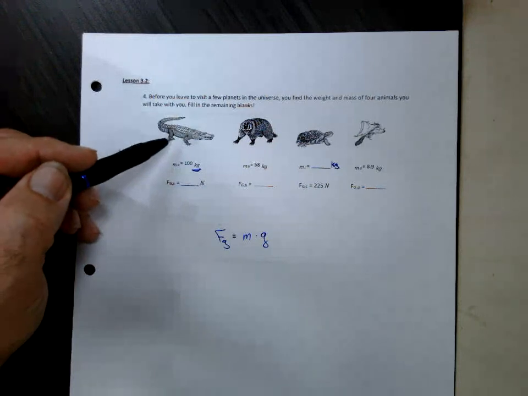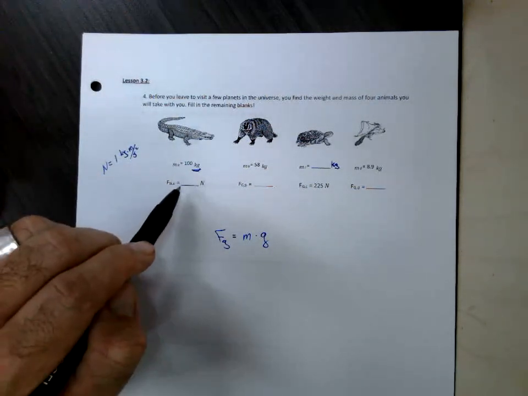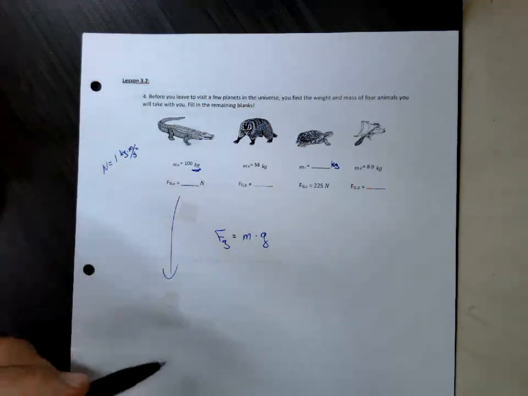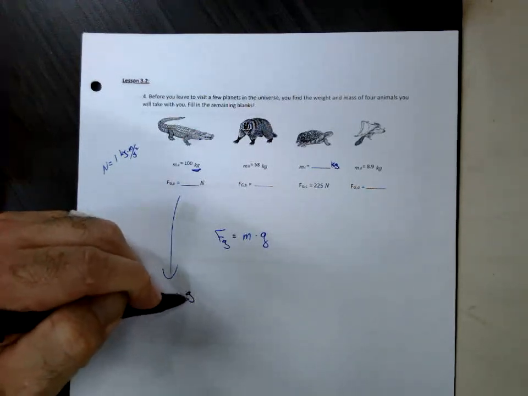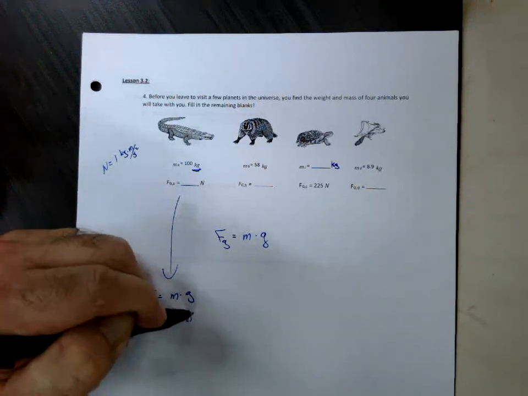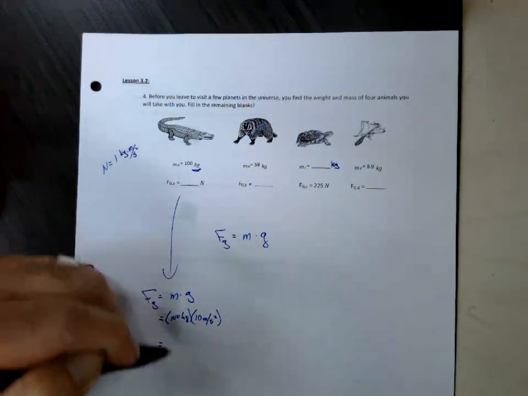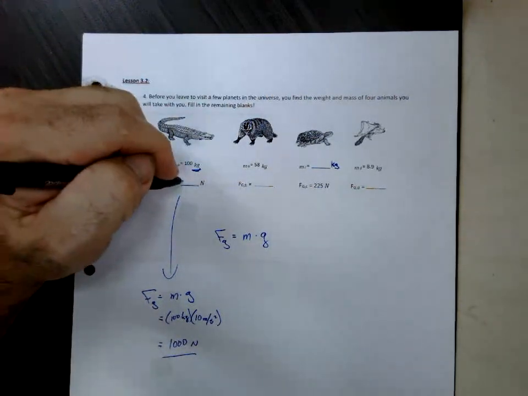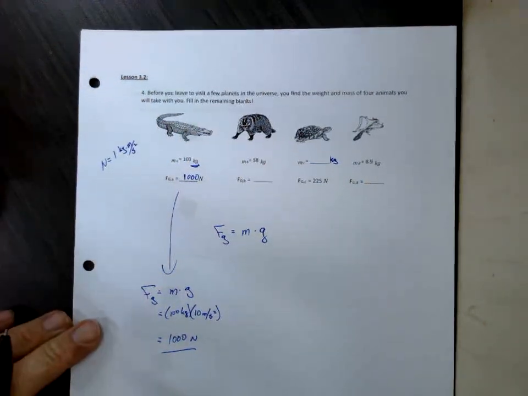So our crocodile, or maybe that's an alligator, but he has a mass of 100 kilograms, and we need to find his weight. So for this one, the force of gravity equals mass times the acceleration due to gravity, which is 100 kilograms multiplied by 10 meters per second squared. That gives us 1,000 newtons. So his weight on Earth is 1,000 newtons.